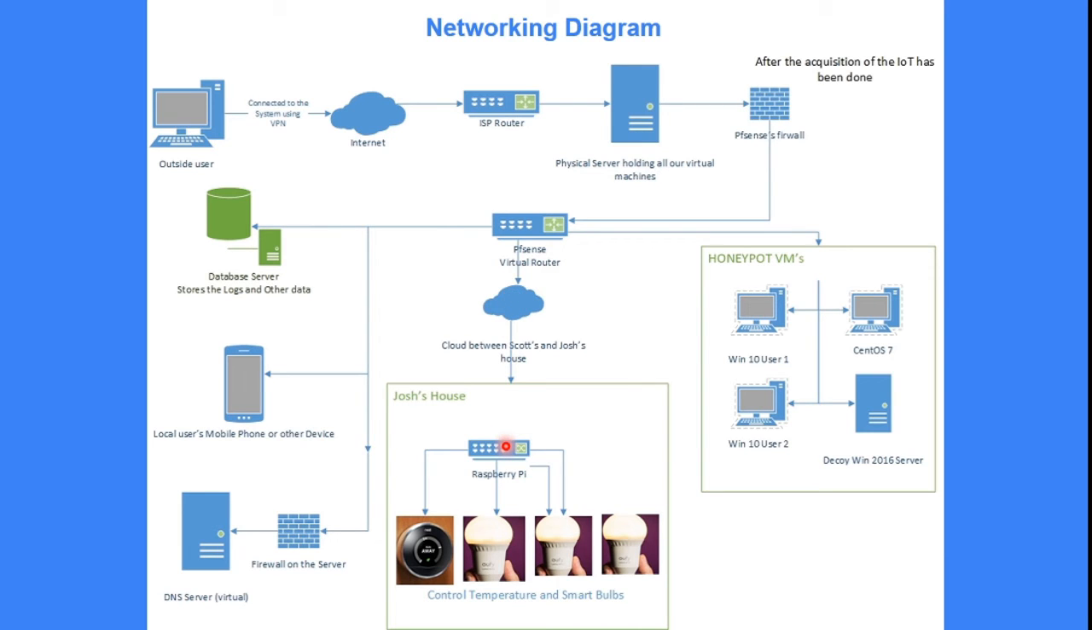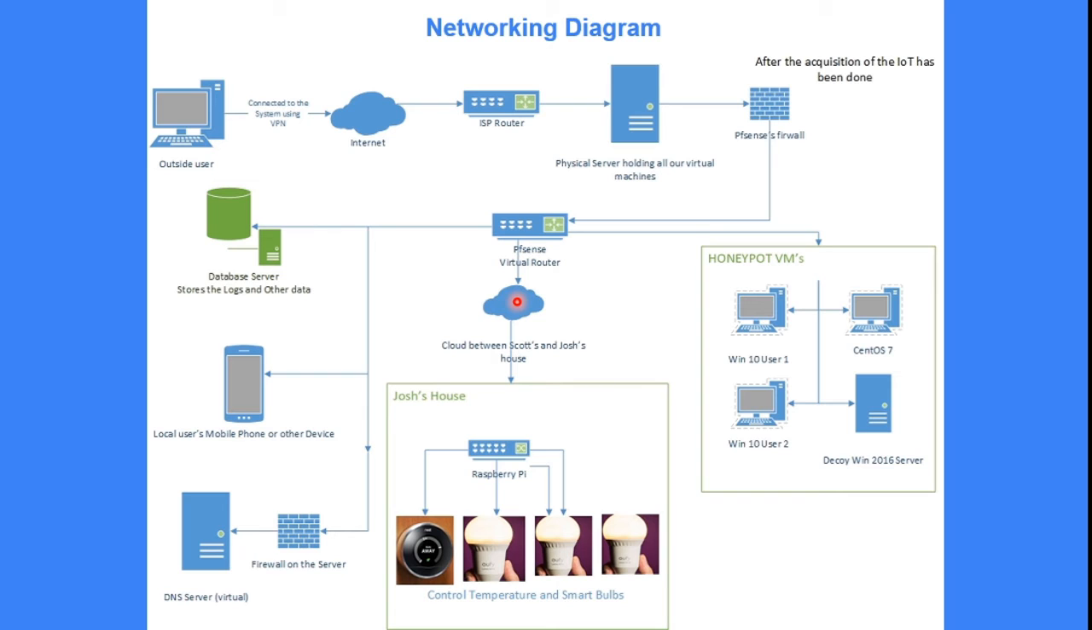So the OpenVPN is what's represented here with the cloud between Scott's and Josh's house. And this gives the Raspberry Pi an IP address that is on the LAN side of the pfSense, not on the WAN side. So that allows the Raspberry Pi to be able to communicate with all of these other devices on the network, like the database server and the DNS server and the Active Directory and stuff.